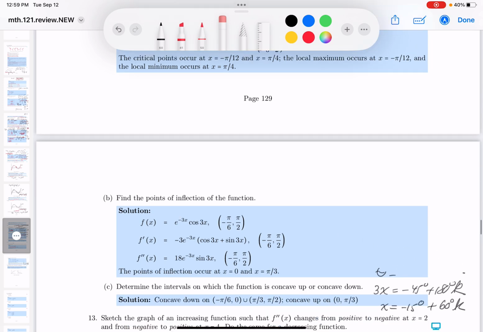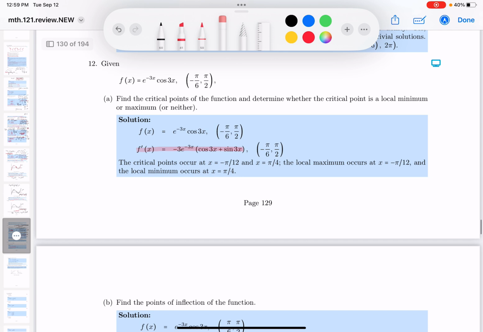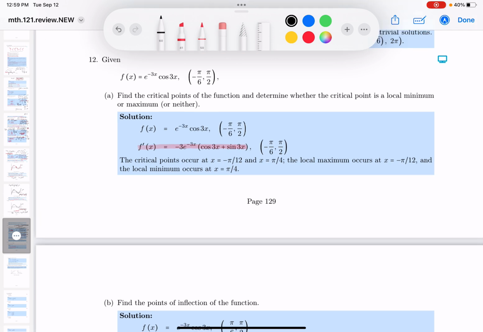Let me start to erase this business over here, too, and let me go through the derivative now. So I want to write down f double prime. And again, I see a product: the first function times the second function. Let me take the derivative of the first function. What's that going to be? It's going to be 9 e to the minus 3x times cosine of 3x plus sine of 3x. Then it's going to be minus 3 e to the minus 3x times the derivative of the inside. And what's that going to be?